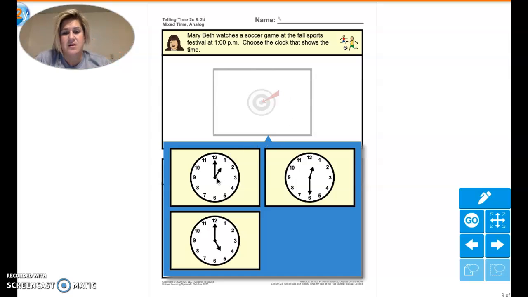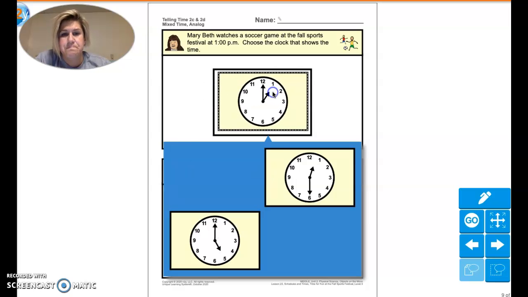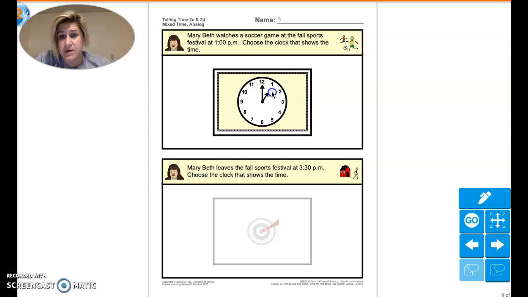This clock says 1 o'clock. Let's try this one. This one says what time? 12:30. All right. So this short hand is the hour hand. It's between the 12 and the 1. So it's 12 o'clock. We remember whatever number this hand touched last. It has not touched the 1. That's why it's not 1:30. It touched the 12 last. So 12:30. And this one says 5 o'clock. So we're going to choose this one. It's 1 o'clock. 1 o'clock p.m.